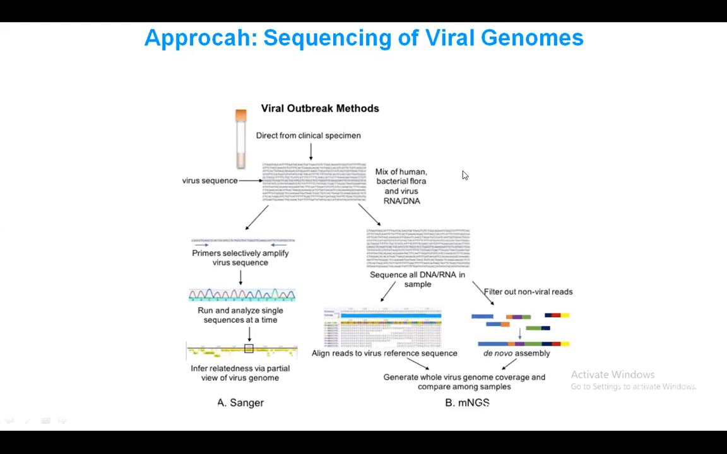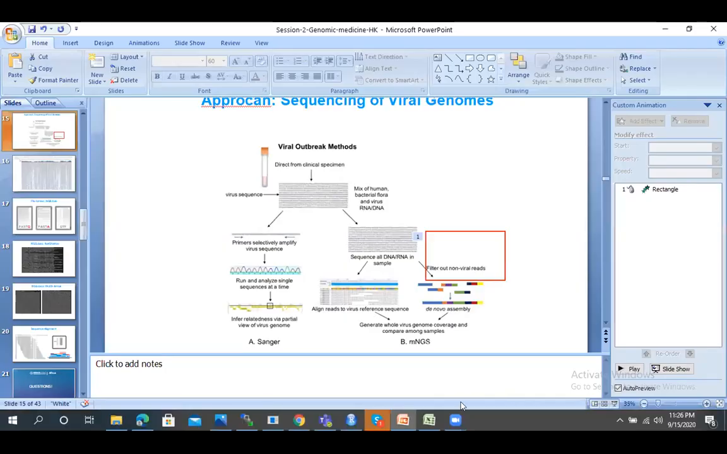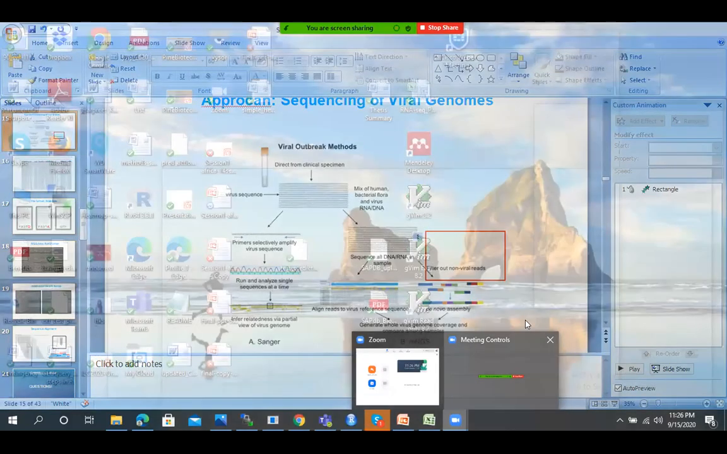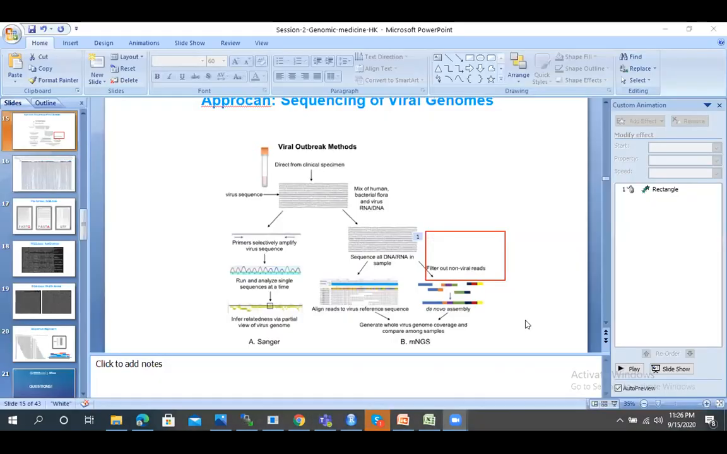Yes, if you work with a clinical diagnostic lab and you want to detect viral sequences present in patients' samples, you can take directly from patients' blood or other types of material, nasal swabs or something else, and do sequencing of that material.